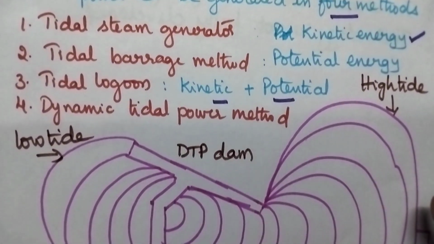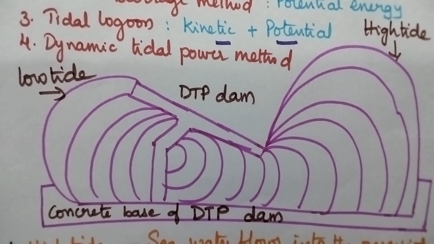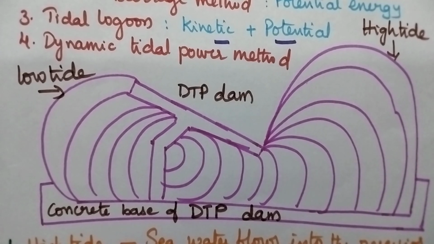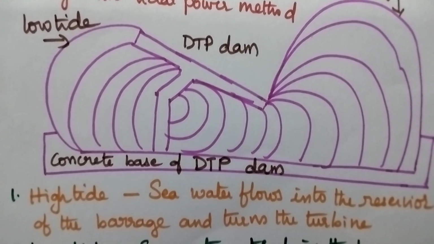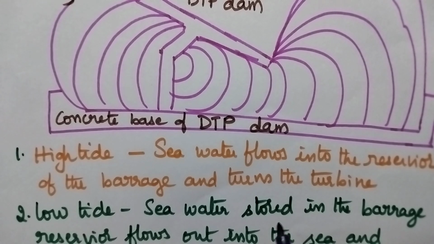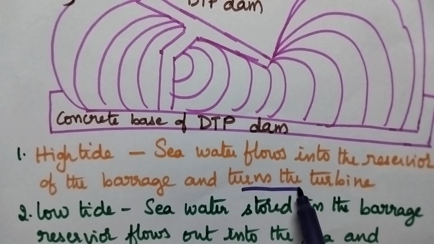Finally, moving to the dynamic tidal power method, especially a small dam will be constructed near the ocean, and always here a reservoir is present. So whenever high tide is obtained, this high tide will cause the flow of sea water into the reservoir, and thus it turns the turbine.